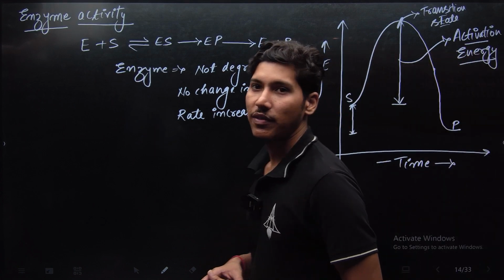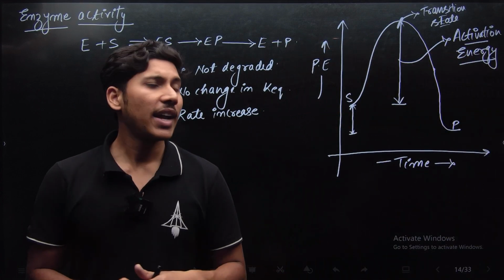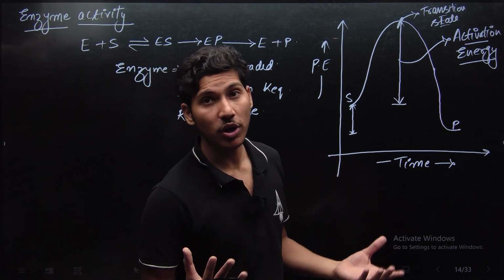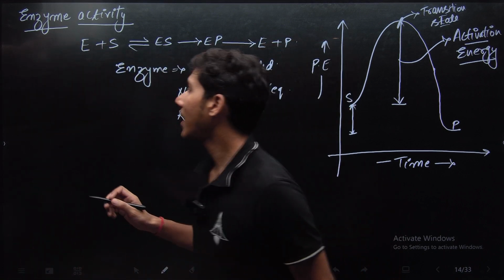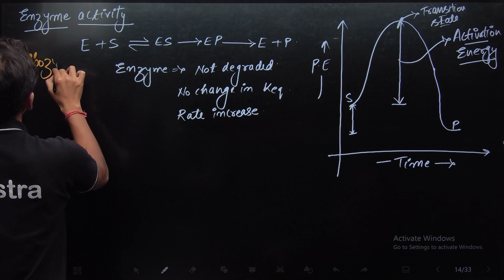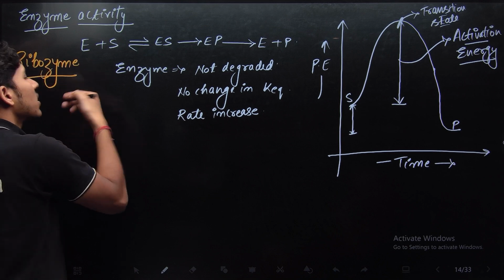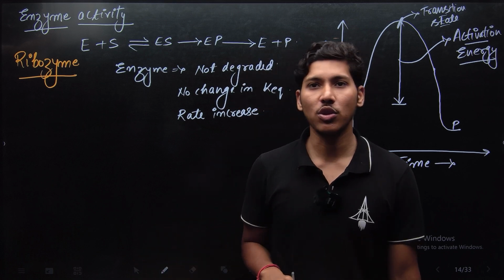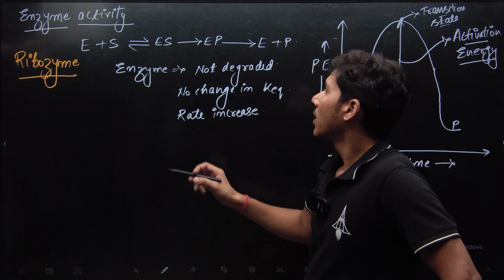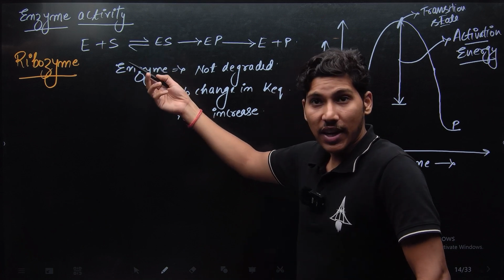Now, enzyme activity. We know that enzymes are what? Enzymes are mostly protein. Not all enzymes are protein. Like there is an enzyme known as ribozyme, which is not a protein. It's an RNA molecule. But yes, most of the enzymes are protein in nature. And enzymes are specific in nature.